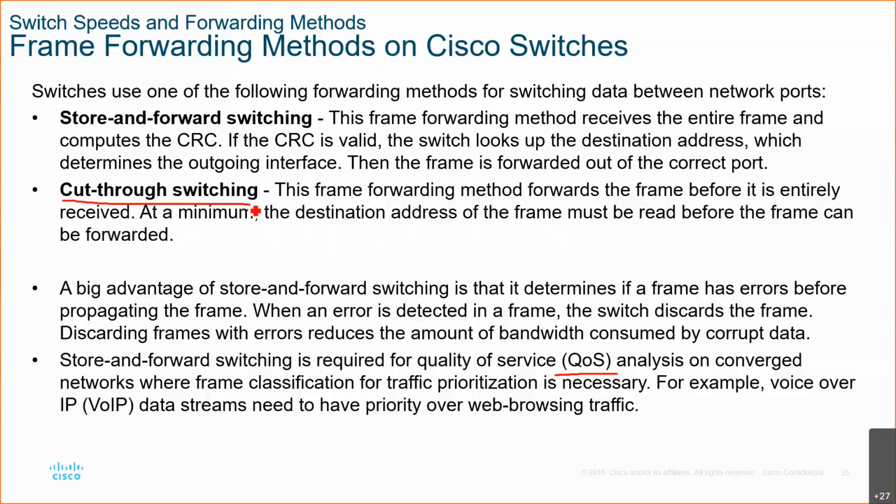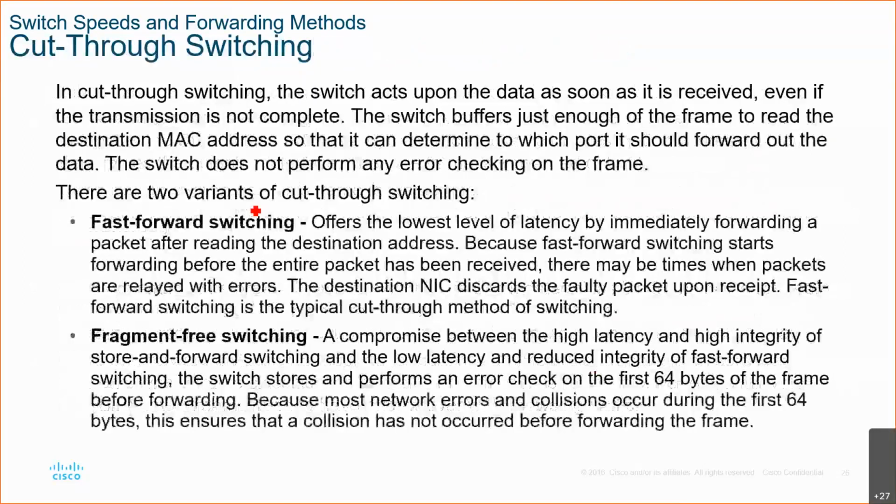When we look at cut-through switching, there are two kinds. There is fast-forward switching and fragment-free switching. Fast-forward switching, as the name suggests, the frame is immediately forwarded to the destination. But in fragment-free switching, there is a little bit of latency. It incorporates a little bit of the algorithm of store and forward switching, to make sure that it does some check. It doesn't check the whole thing.